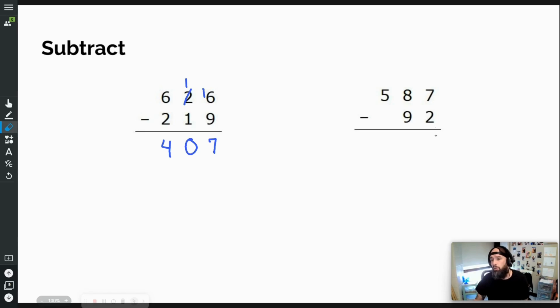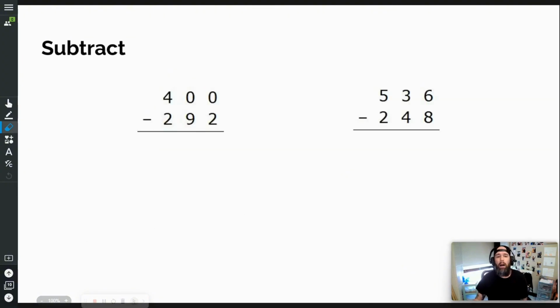All right, how about 587 minus 92? 7 minus 2 is 5. 8 minus 9, can't do it. Let's borrow 1 from 5, make it 4. 18 minus 9 is 9, and 4 minus nothing is 4. 495.